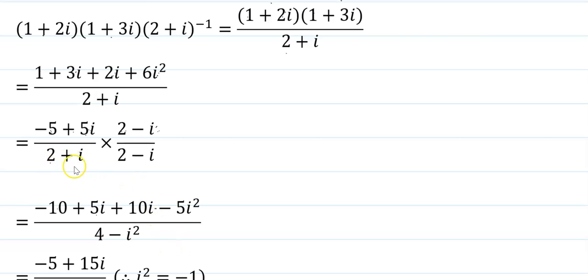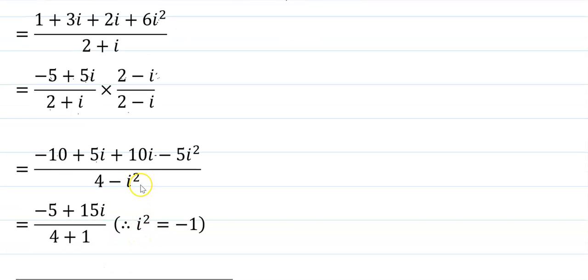Next, this is (a plus b)(a minus b), the direct answer is a square plus b square. Means what? 4 minus i square. But i square is minus 1, minus minus will become plus, 4 plus 1. Next, look here, i square is minus 1. And this minus 5 into minus 1 will become plus 5.